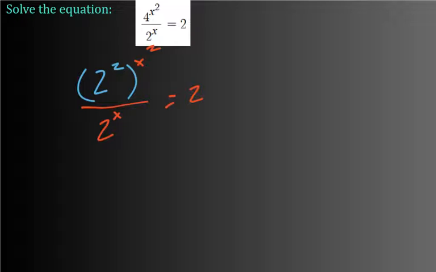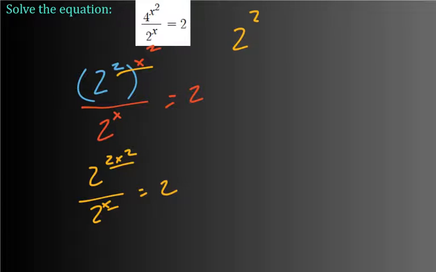So you multiply these up here. So you have 2 to the 2x squared over 2 to the x equals 2. And then you subtract exponents here. So then that could be 2 to the 2x squared minus x equals 2. And then this is like 2 to the 1, right? And the only way this is going to be equal is if these exponents are equal now. So you can literally just go ahead and work with the exponents. So 2x squared minus x has to be 1.